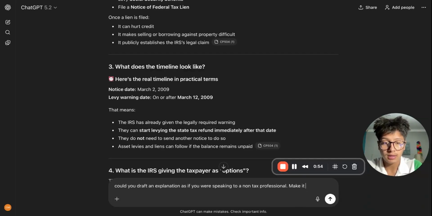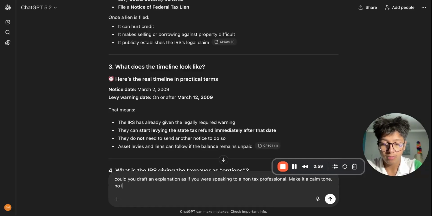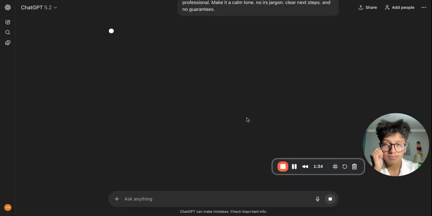So make it a calm tone, no IRS jargon, clear next steps, and no guarantees, right? Because we don't want to overpromise when we're communicating to a client. It's very important because expectations need to be met, and if you overpromise and can't meet those expectations, that just looks bad on you, right? So let's see AI produce this draft here.